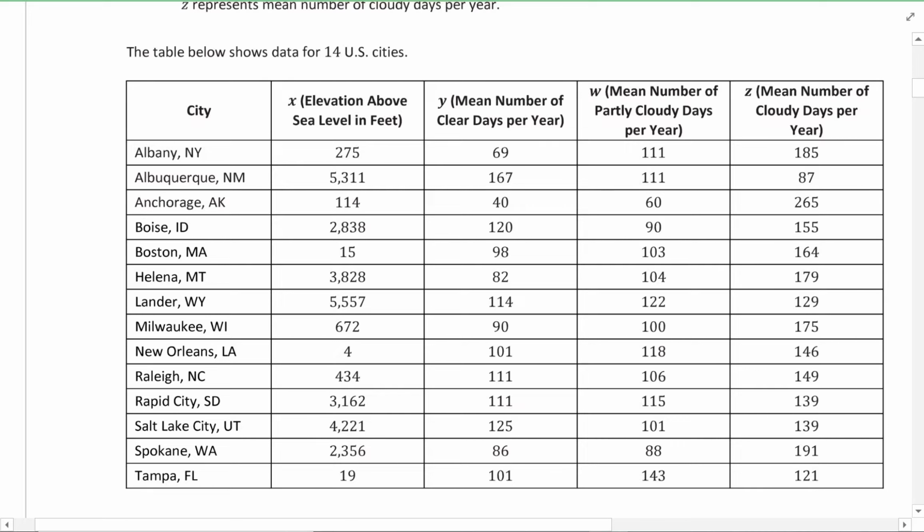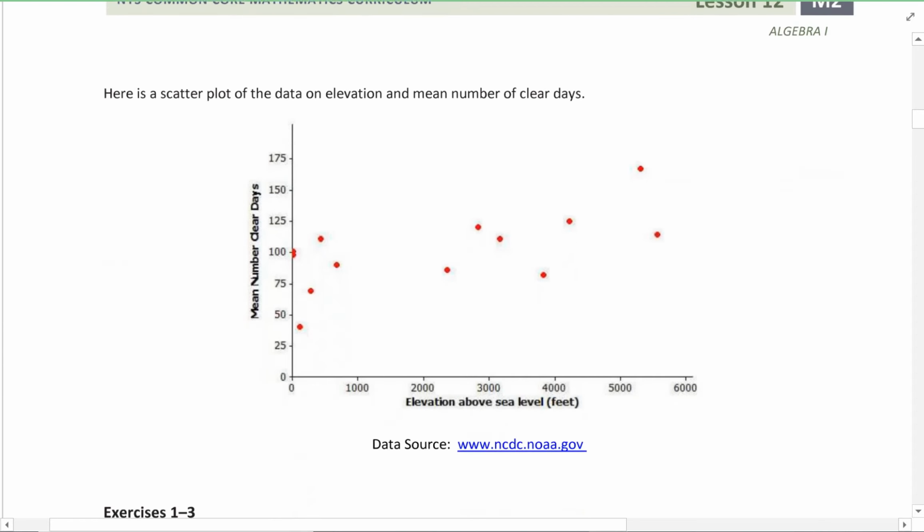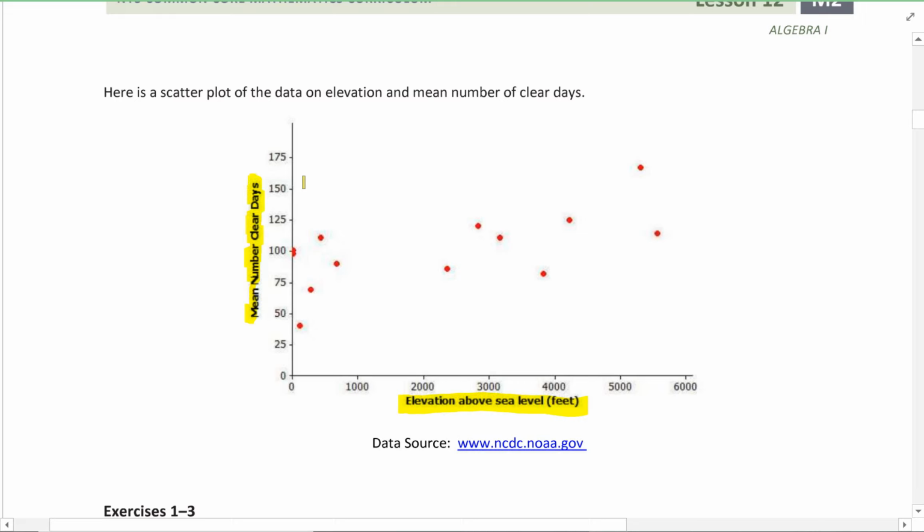They want to see, all right, is there a relationship here? Can we say yes? And are we able to then predict, given X, what Y is, or given X, what W is, or given X, what Z is? So if you scroll past it, we see a scatter plot. Okay. This is what a scatter plot looks like. Again, all they did was they took the elevation above sea level for each city, and they looked at the mean number of days for each city, and they plotted those points on an X and Y axis.